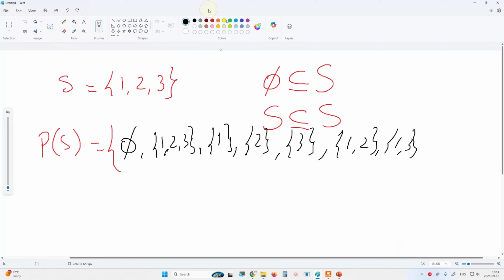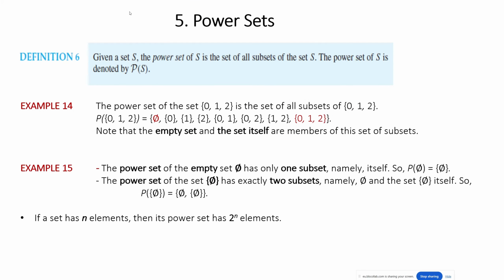So now this is the closing of the bigger set. That set has the empty set, the set itself, then all possible subsets that have only one element, and then all possible subsets that have 2 elements. And that's the definition of the power set. So the power set of this is going to be the empty set, the set itself, then 1, then 2, then 3, and then 1, 2 and 1, 3.